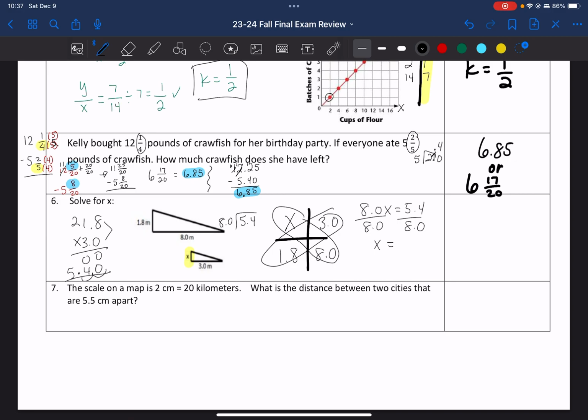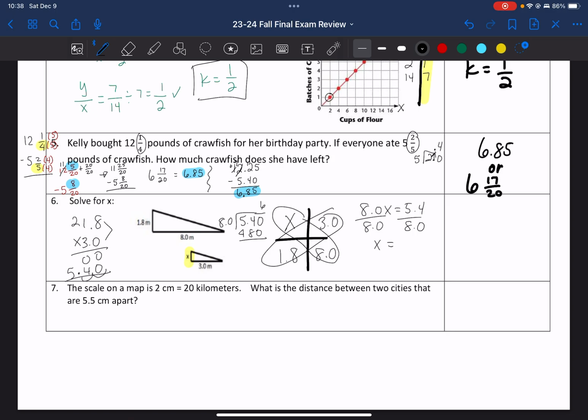I know that 80 cannot go into 54, so I'm going to have to add a 0 to make 540. Now, 80 times 3 will give me 240. Let's see if we can go higher. 80 times 5 is 400. 80 times 6 is 480. 80 times 7 is 560. So it has to be 80 times 6, which is going to be 480.